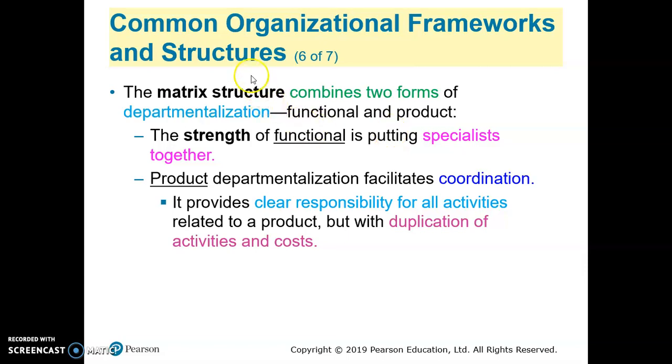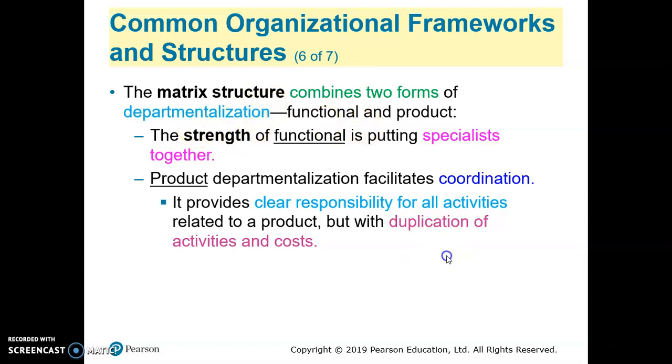Okay, next is matrix structure. When we talk about matrix structure, we talk about the combination of two forms of departmentalization. In a matrix structure, employees come from two departments, so the structure is cross-functional. A functional employee may come from a functional department, and the employee also works under a products department. So employees belong to two departments. That's why it's called matrix structure.